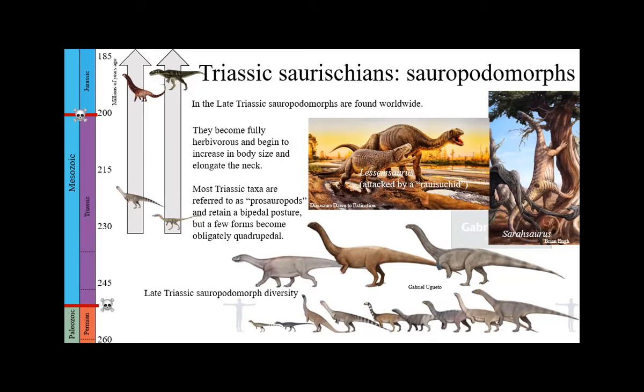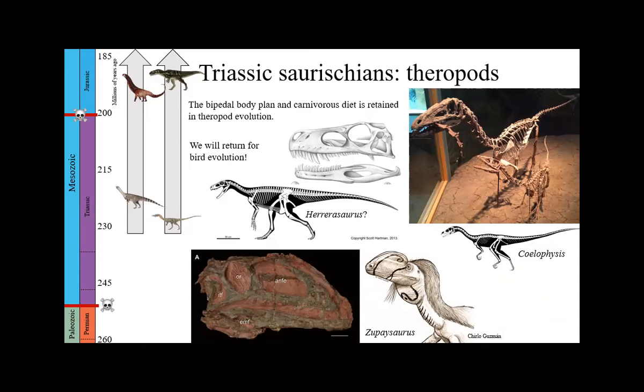And the same is true in the theropods. So these meat-eating dinosaurs, animals like Herrerasaurus, animals like Coelophysis, you can see they've got pretty long arms. These long arms we say are raptorial. They've got really big claws on the end of them.